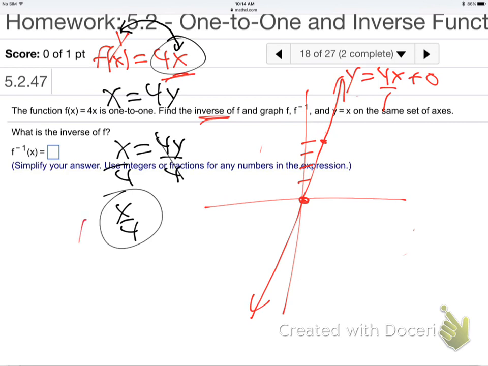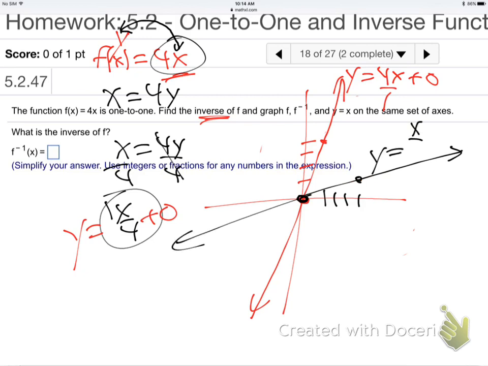And now how do you graph the other one? This is y equals x over 4 plus 0. So for this one, I start at 0 as well, and I go up 1 over 4. There. Connect that one. That's y equals x over 4. Good? Graphed them both. Notice they are a reflection across the diagonal line, aren't they? See that? They always will be. Function and its inverse.